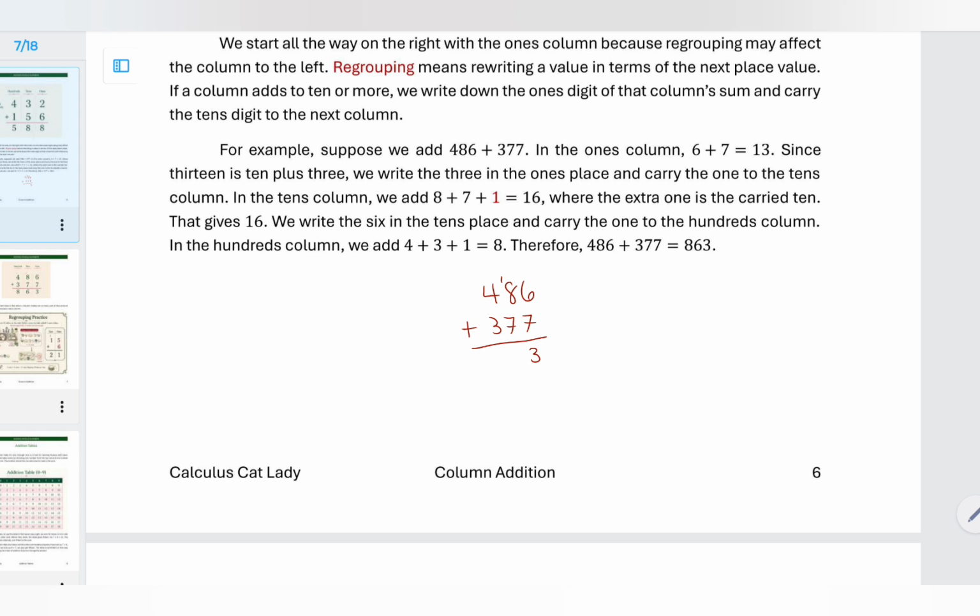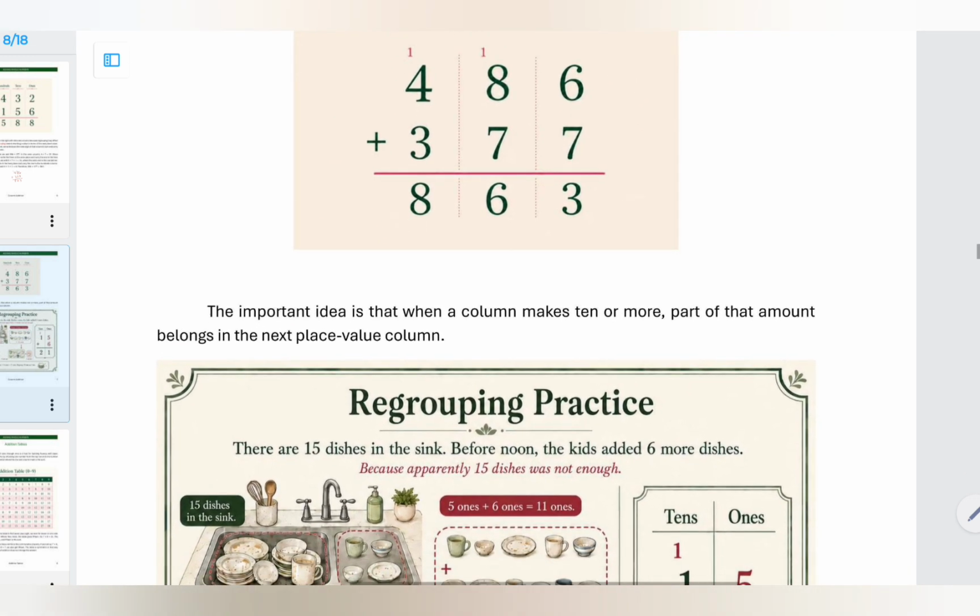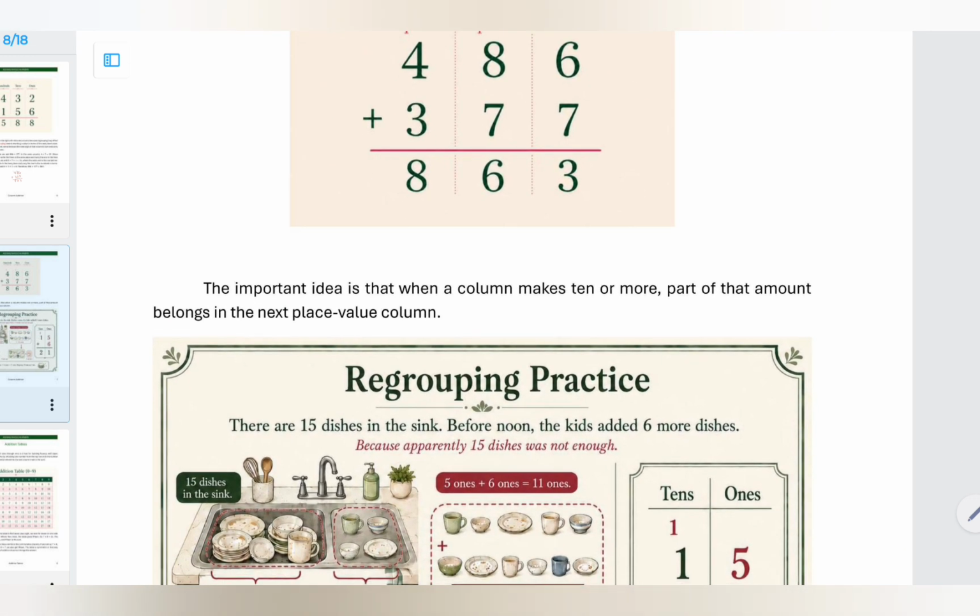We write the 6 in the tens place and carry the 1 to the hundreds column. In the hundreds columns, we add 4 plus 3 plus 1 equals 8. Therefore, 486 plus 377 equals 863. The important idea is that when a column makes 10 or more, part of that amount belongs in the next place value column.